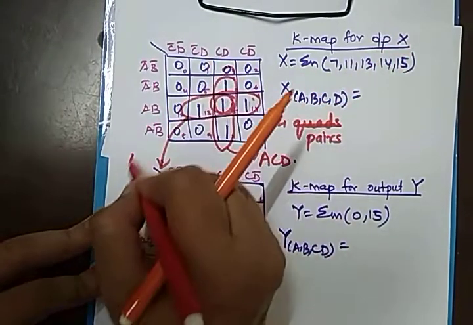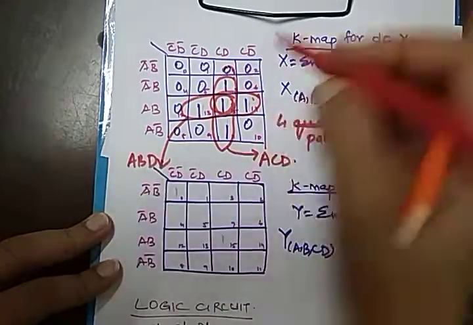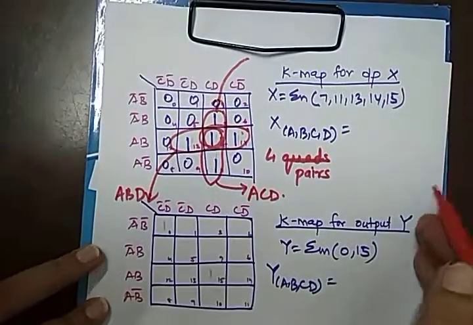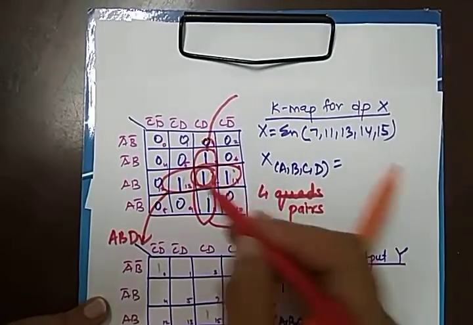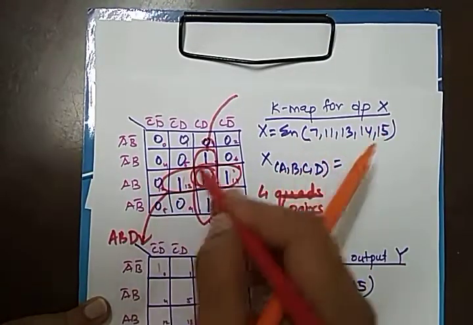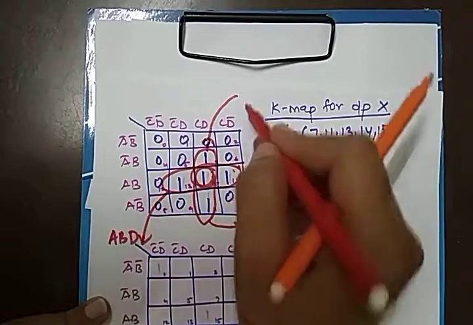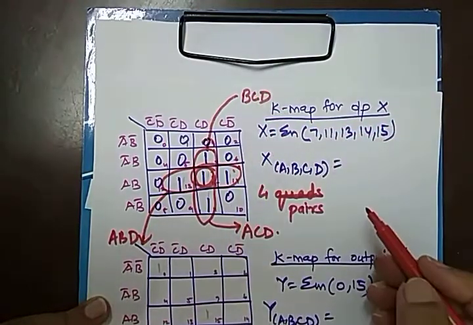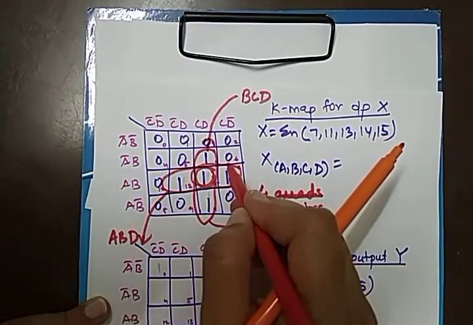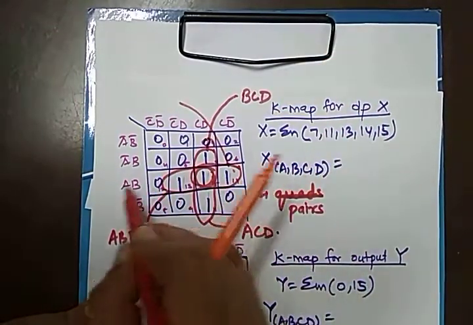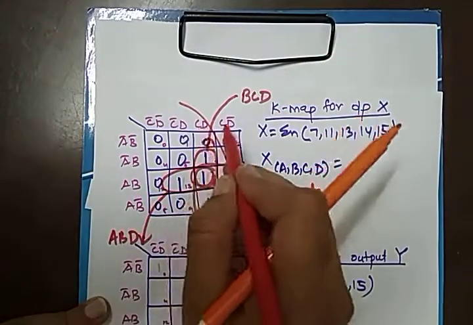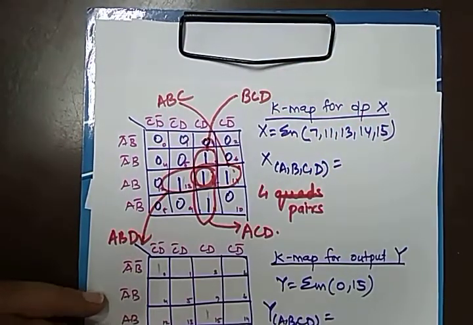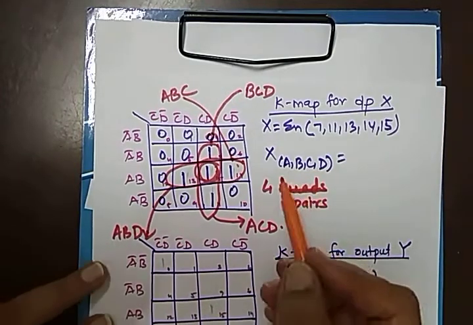From here you have D. So ABD. This one. This is CD from here and B from here. So this is BCD. And the last one is this. The row is AB, the column is C. So this is ABC. So that gives us the solution for x.